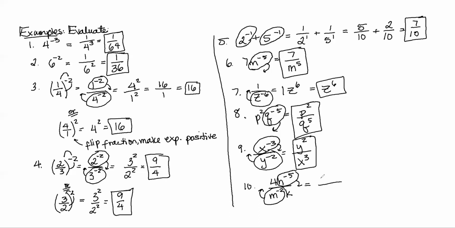So I'm going to put the 4 up top and the k down on the bottom, just so we don't forget them. And this m is moving up, so m squared. And this h is moving down, so h to the positive 5th. And it technically doesn't matter which order you put this in. If you wanted to put 4m squared over h to the 5th k, that's also perfectly fine as long as you have the correct variables raised to the correct exponent. So make sure the 5 is with the h, and the k shouldn't have an exponent with it.